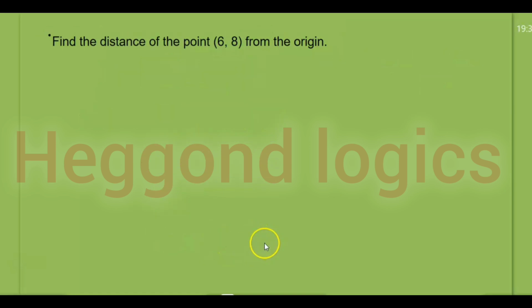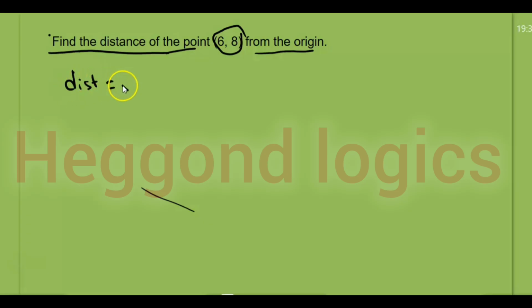Now move to the next question. Find the distance of the point (6, 8) from the origin. From the origin, that means the x2, y2 values are 0. Then the same formula you can use, or directly you take distance is equal to square root of x square plus y square.